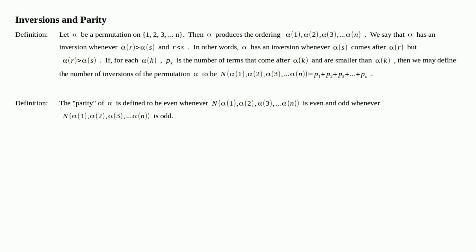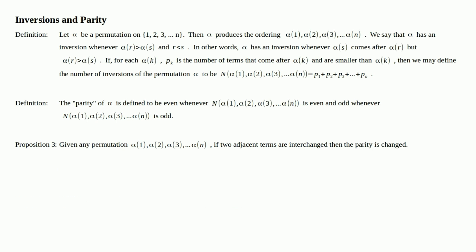Okay. And that's the end of this video, but next time we're going to be looking at proposition 3, which states that given any permutation alpha 1, alpha 2, alpha 3, and so on to alpha n, if two adjacent terms are interchanged, then the parity is changed.